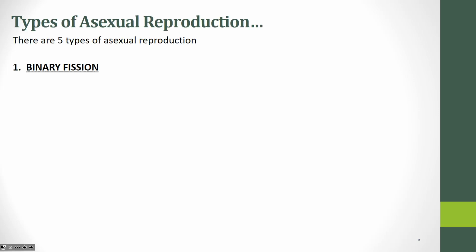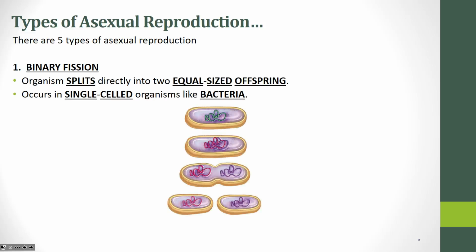So there are different types of asexual reproduction, and these are the different ways that certain organisms will reproduce asexually. The first one is called binary fission. It's basically like mitosis. It's where bacteria just split into two equal size offspring. This is a really fast, easy way to reproduce, and this is why bacteria can grow so quickly, because they can reproduce this way really, really quickly.